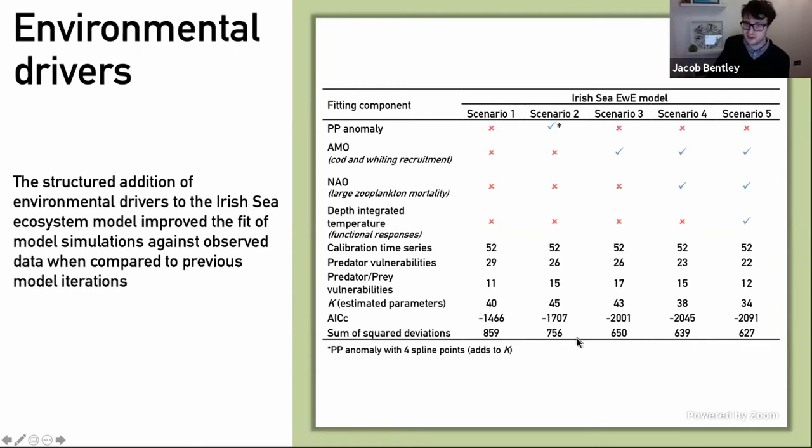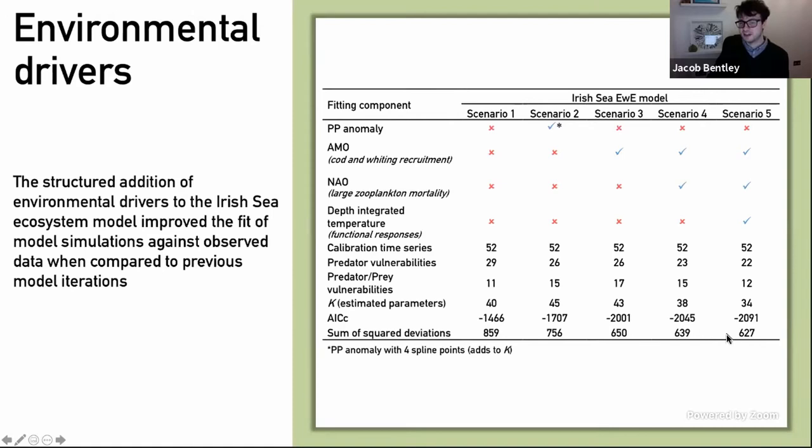The model improved, but not as much as it did when we started to systematically add environmental drivers into the model. So when we added AMO, and then AMO and the NAO to large zooplankton, and AMO to fish recruitment, we were seeing the model get better every time.